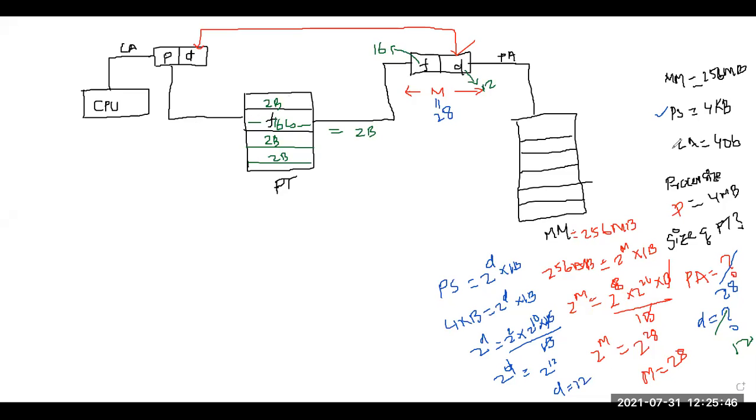So now what is next given? Logical address is given. So I know what the logical address is. How many bits are used for the logical address? Now you can see 40 bits are used for the logical address.